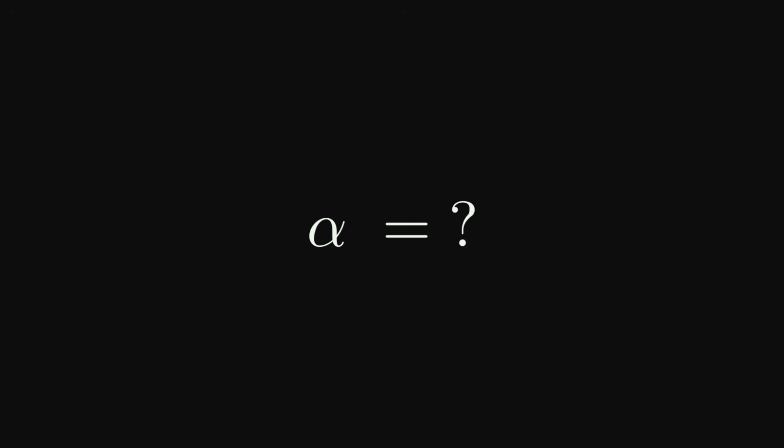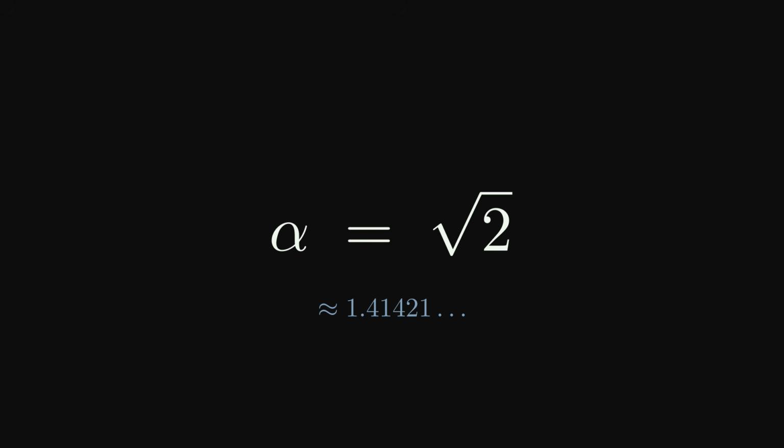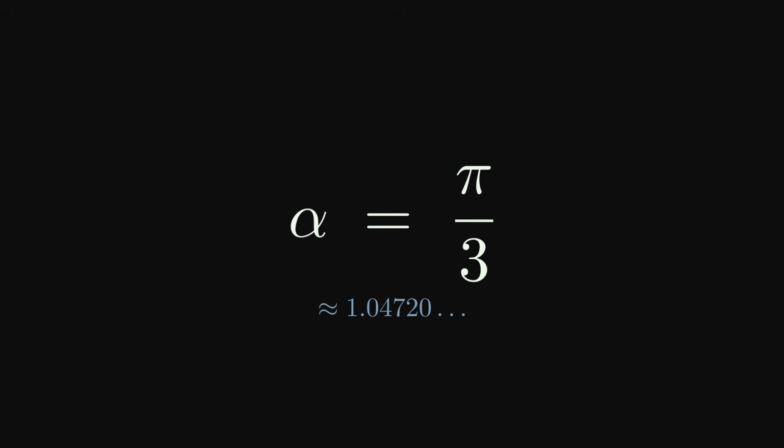Pick any irrational number bigger than 1. Call it alpha. Square root of 2, 1.414213. Pi divided by 3, 1.047. The golden ratio, 1.61803. Whatever you like, as long as it's irrational and bigger than 1.